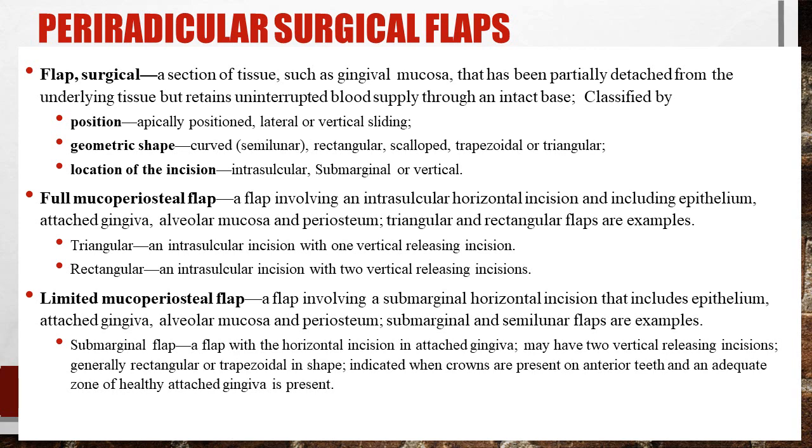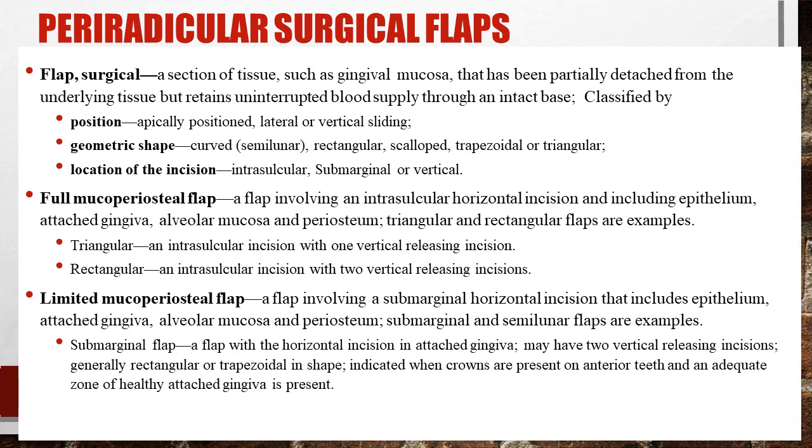This, I'm sure, would have been covered in your department of periodontics as well. So you have your apically positioned flap, your lateral or vertical sliding flap. Then, based on the shape, you can have your semilunar flap, the rectangular flap, the trapezoidal flap. In the department of endodontics, we generally go in for a trapezoidal kind of flap. The reason will be disclosed in the later slides.